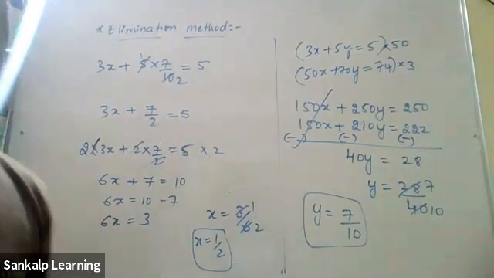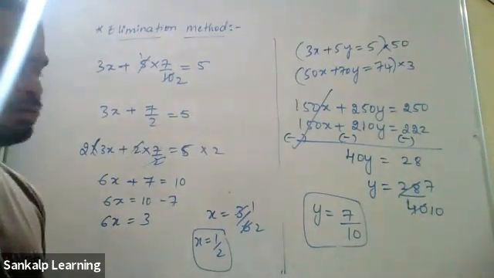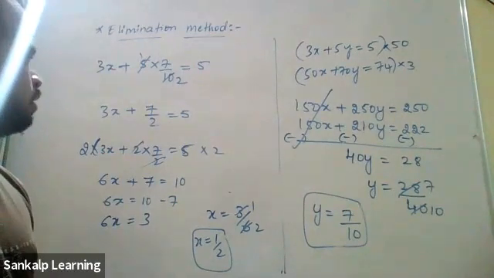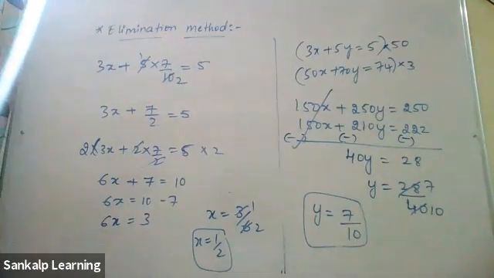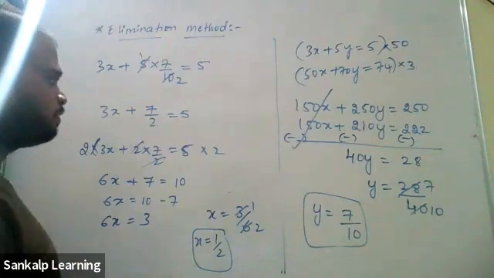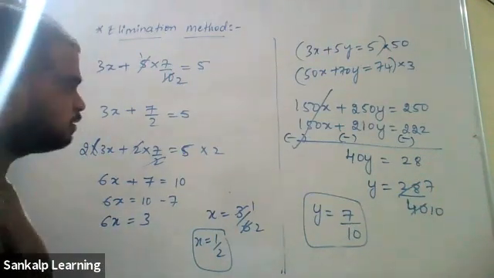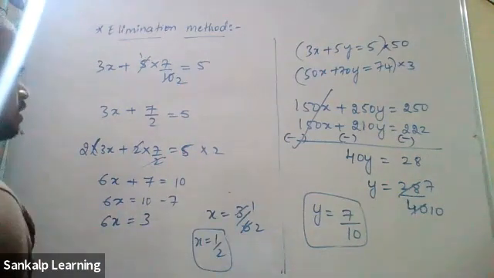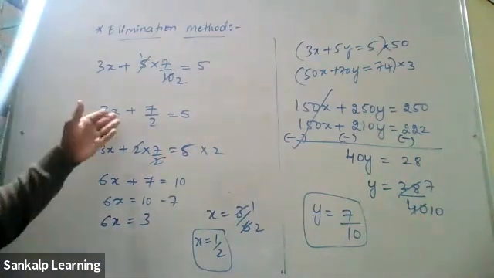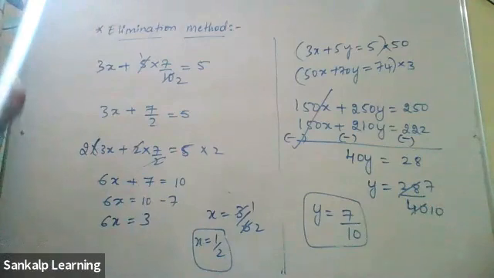Sir, we can also take plus 7 by 2 to the RHS side, so it becomes minus 7 by 2. Then you take LCM. Yeah. That's what you said, right? Yes, sir, that is also correct. No problem. Here also you can take LCM. It's your wish. The method should be correct and you should get the correct answer. You can do it in any method.